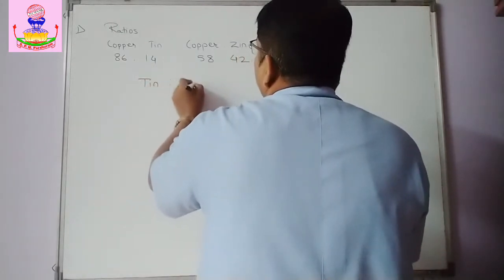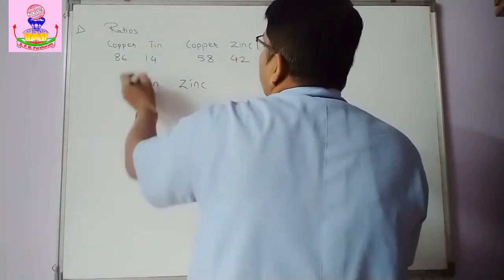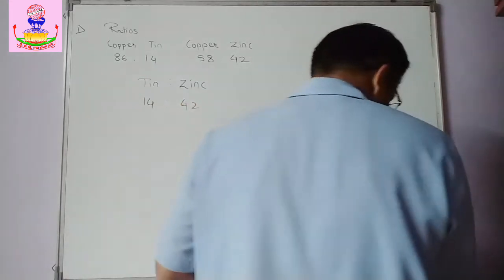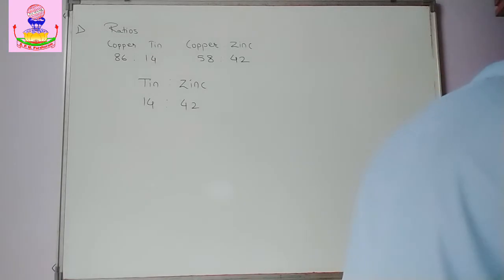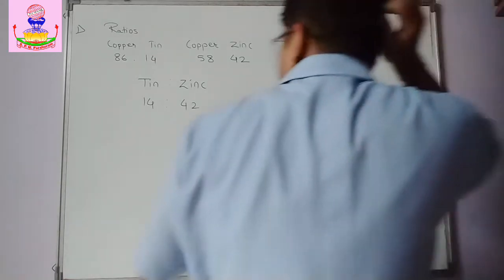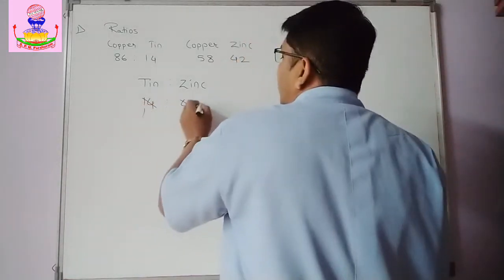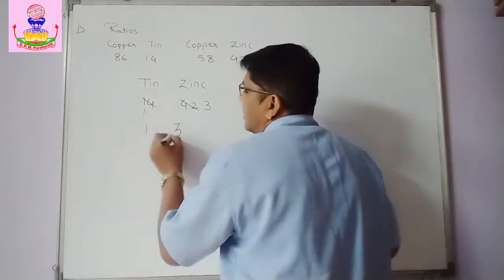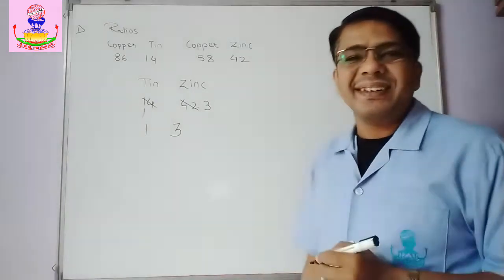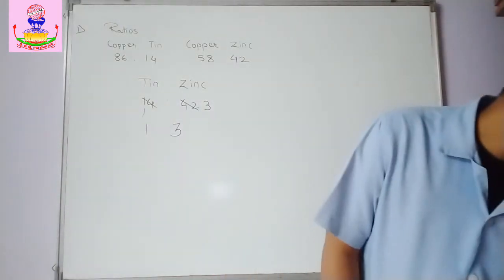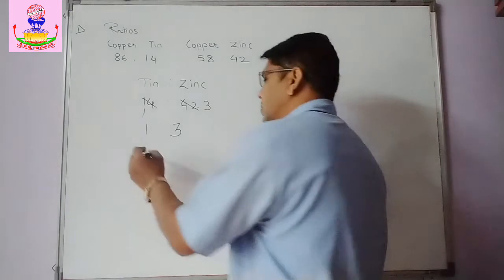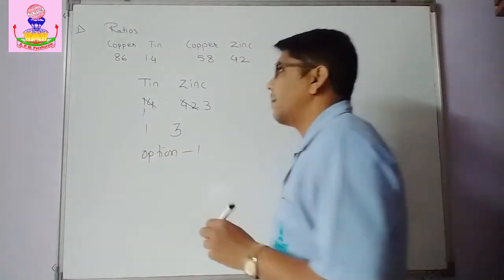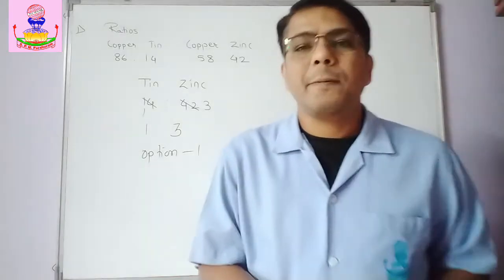So tin is to zinc. Now here tin is 14 and zinc is 42. 14 1s are 14, 14 3s are 42. So 1:3. That is the ratio, and hence the answer is option 1. Okay, now next example.